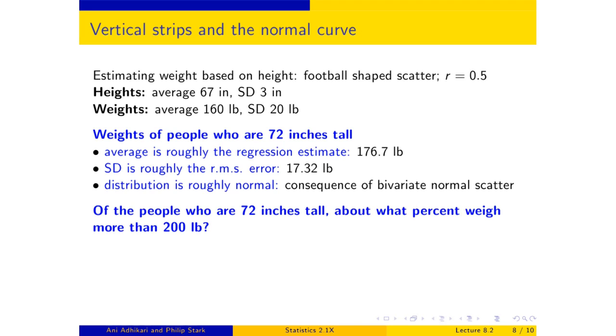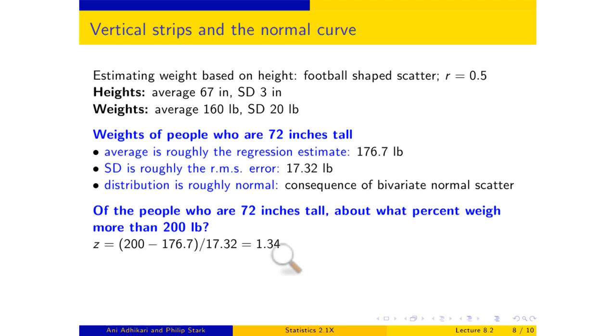For example, of the people who are 72 inches tall, about what percent weigh more than 200 pounds? Well, what do we know about the weights of people who are 72 inches tall? Everything. We know they're normal, we know their average, and we know the SD. So how do you find the percent that are over any given amount? You convert to standard units, exactly. Z. Your point minus the average divided by the SD, and that's 1.34.